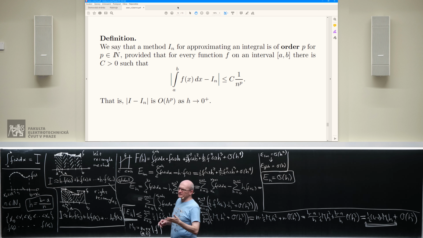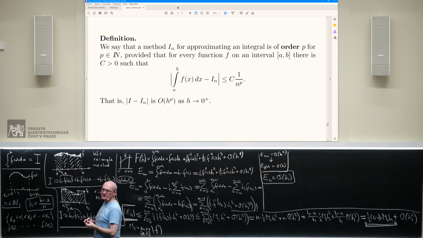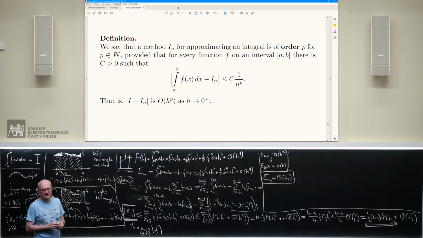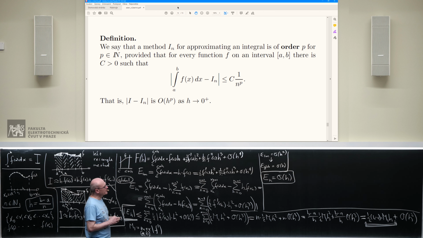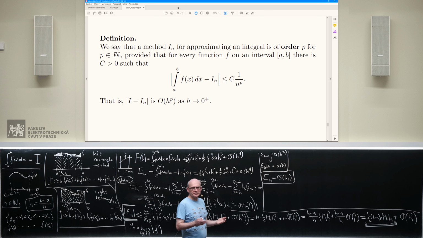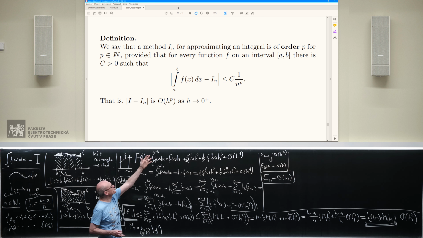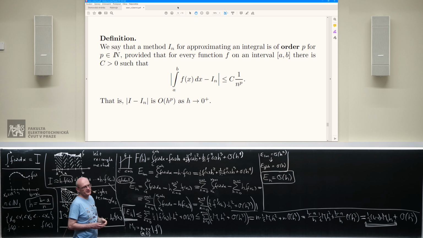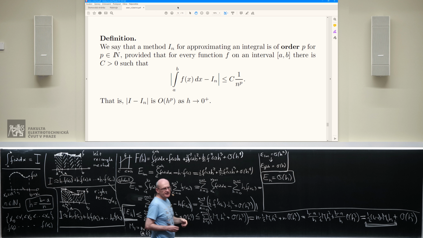But 2 lectures ago or something like that, we talked about errors. And we said, OK, absolute error is actually not very useful as a measure of reliability. We much prefer relative error. But when you look at books, everybody talks about methods of order p, and they talk about absolute errors. Why is it so? Well, here's a trick.